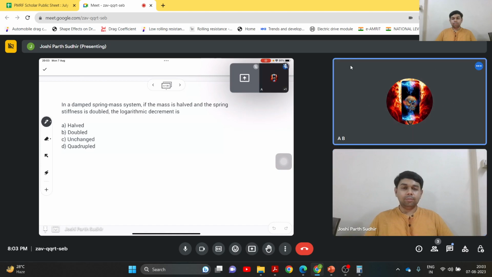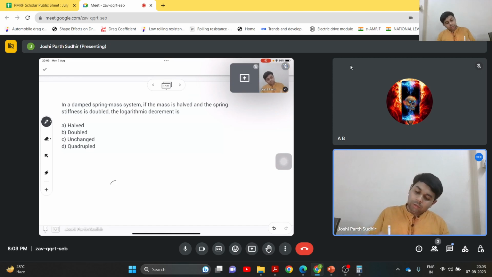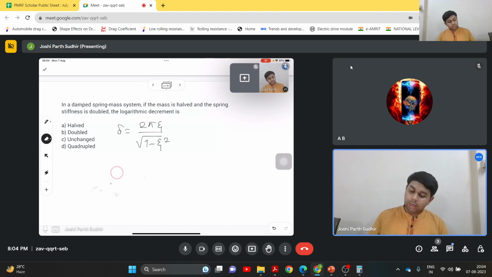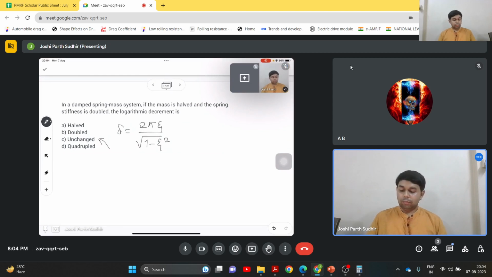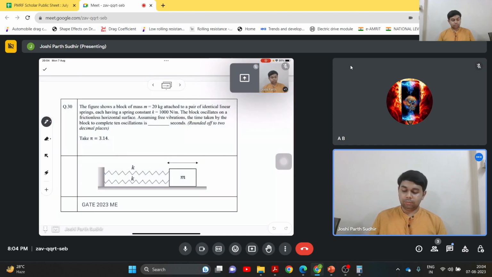Sir, unchanged. Yes, it is unchanged, because the logarithmic decrement we can write in terms of damping ratio only, which is actually independent of the mass. So mass or stiffness will not affect this. It will only depend on the damping ratio. So it will be unchanged, right? Yeah.